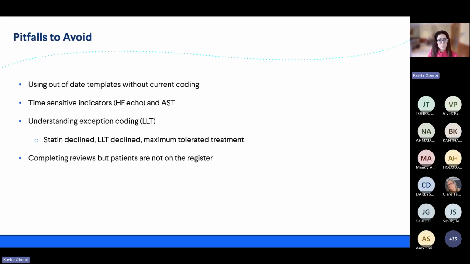Again, just some pitfalls to watch. If you are using templates, make sure they are really up to date. We've seen practices use out-of-date templates that haven't got the current coding in for QOF rules. Be careful with time-sensitive indicators such as echoes.